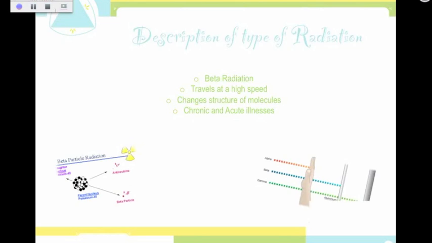This is because protons and electrons travel at a high speed. These particles can restructure molecules in the body. If a person has been exposed to beta particles for too long, then the excess use of radiation can cause acute or chronic illness.